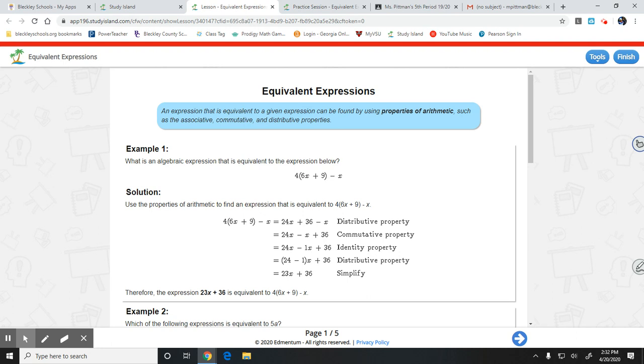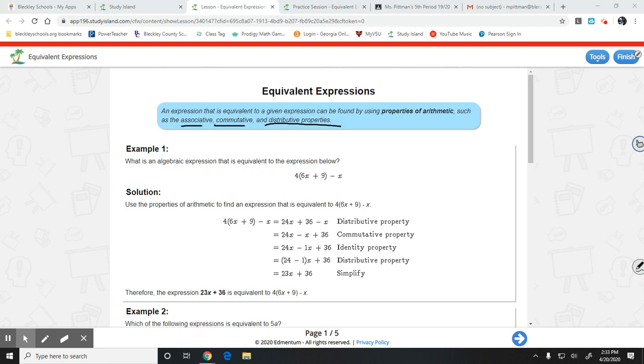Okay. So to do that, we're going to have different properties, okay? We're going to have the associative property, the commutative property, and the distributive property. And we're going to have different examples of each property so that you can see what these look like, okay?